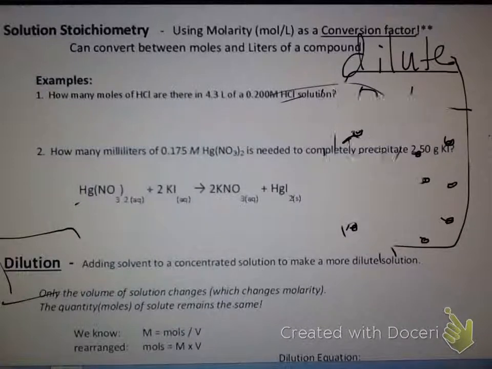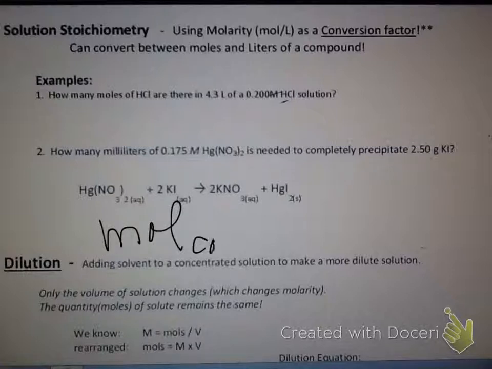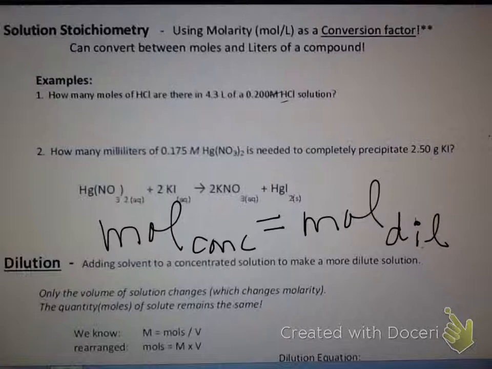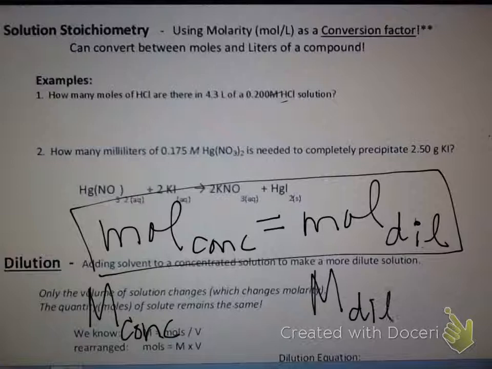The moles remain constant. I'm going to start with an equation knowing that that's the truth. So the moles of solute in the concentrated solution always equal the moles of solute in the dilute solution, right? Although the moles of the solute remain constant, the molarity changes, or the molarity of the concentrated solution is different than the molarity of the dilute solution. The other thing that varied was the volume. If you add more solvent to a concentrated solution, you get a higher volume. So the volume of the concentrated solution is different than the volume of the dilute solution.